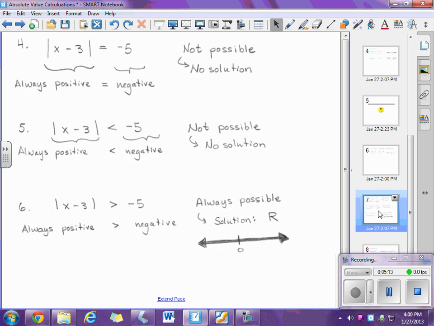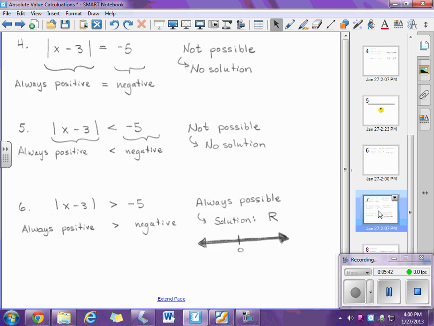Number 5 has absolute value of x minus 3 is less than negative 5. The expression on the left is always positive. The expression on the right is negative. If something's always positive, it can't be smaller than a negative number. So that's not possible. And again, we have no solution, and we could use an empty set symbol, and we don't color in anything at all on the number line.